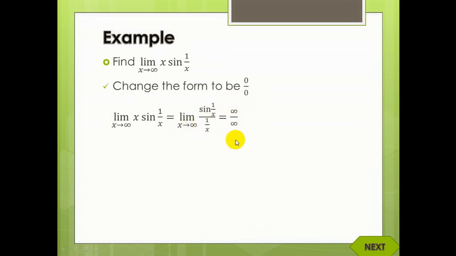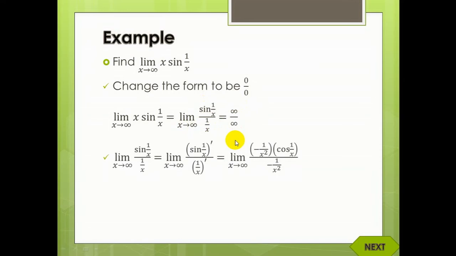So we can continue with L'Hospital's rule. The derivative of sin(1/x) is cos(1/x), but there is an inner function, whose derivative is −1/x². The derivative of 1/x is −1/x², so we can cancel these two. Then we substitute x approaching infinity: 1 over infinity is 0, and cos 0 equals 1.